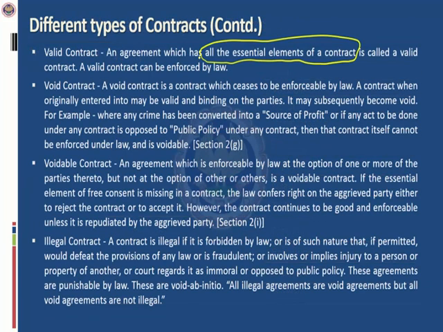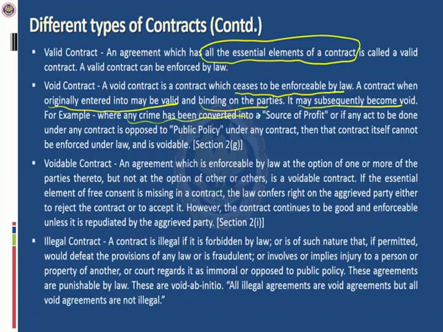So if all these 5 essential elements are there, my contract is valid. The second one, when is my contract void? Any contract which ceases to be enforceable by law after a particular activity. A contract when originally entered may be valid. So when I'm entering into that contract, it may be fine, all essential elements may be present, it may be binding on the parties because it was essentially valid. But subsequently, some action takes place and my particular contract is rendered void.